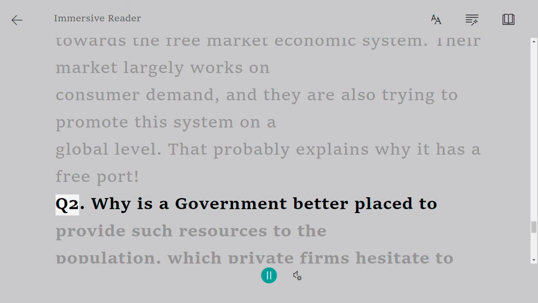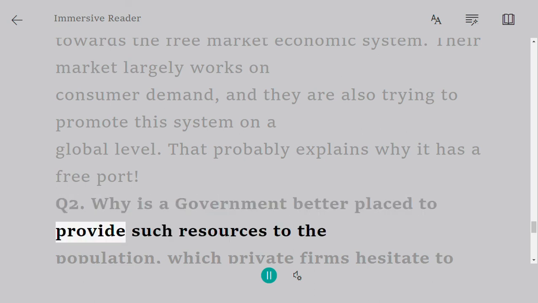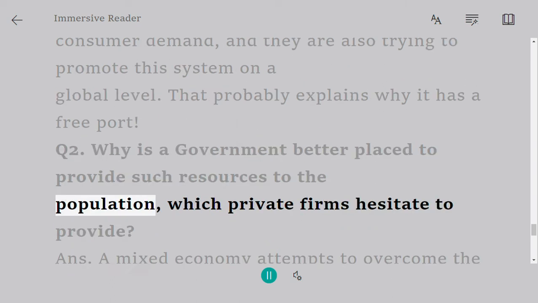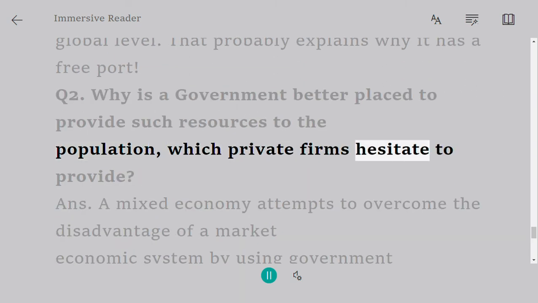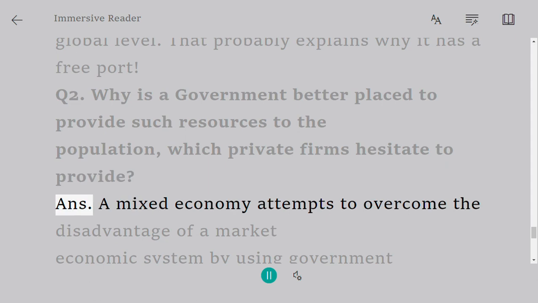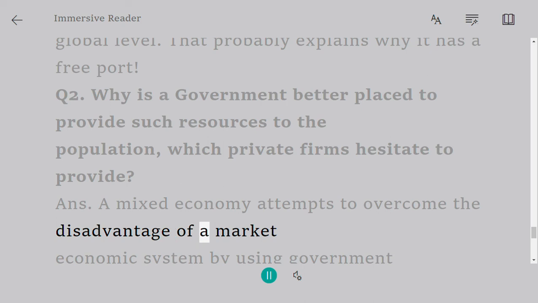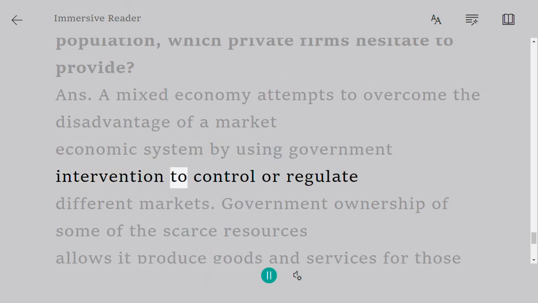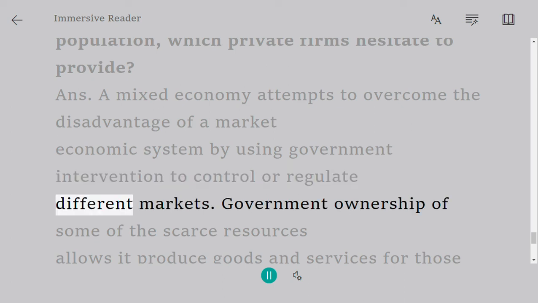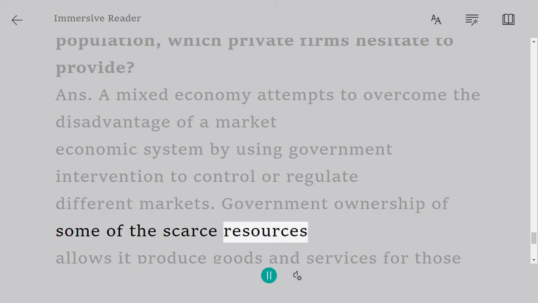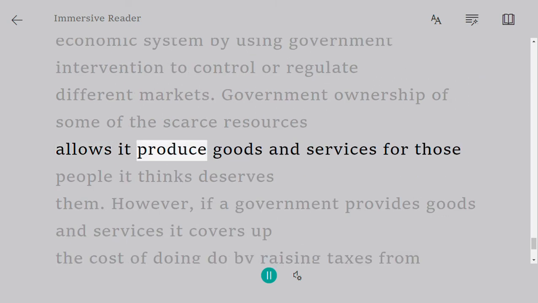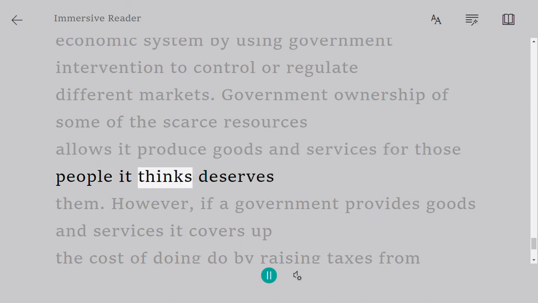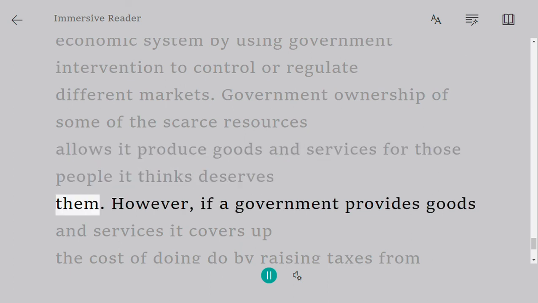Q2. Why is a government better placed to provide such resources to the population, which private firms hesitate to provide? Answer: A mixed economy attempts to overcome the disadvantage of a market economic system by using government intervention to control or regulate different markets. Government ownership of some of the scarce resources allows it to produce goods and services for those people it thinks deserve them.